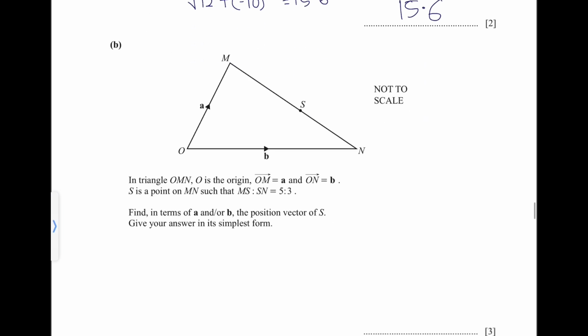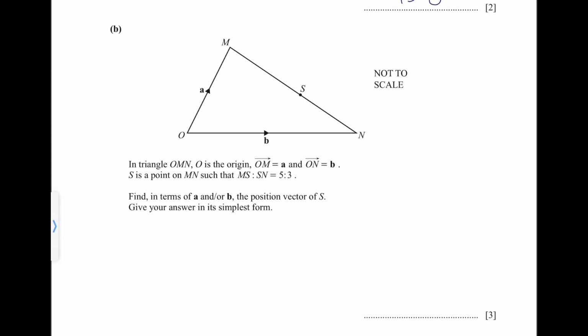Alright. Now it says that in a triangle OMN, O is the origin, OM is given, and ON is given. S is a point where MS to SN is 5 is to 3. So for these types of questions, all you're supposed to do for the ratios is add them up. Now MS is 5 plus 3, which is 8. So MS is just 5 over 8 of that, and SN is 3 over 8.